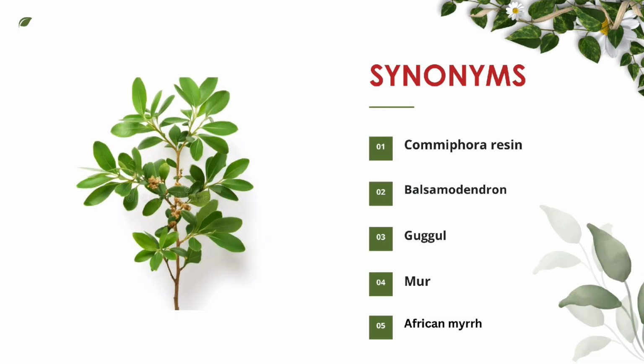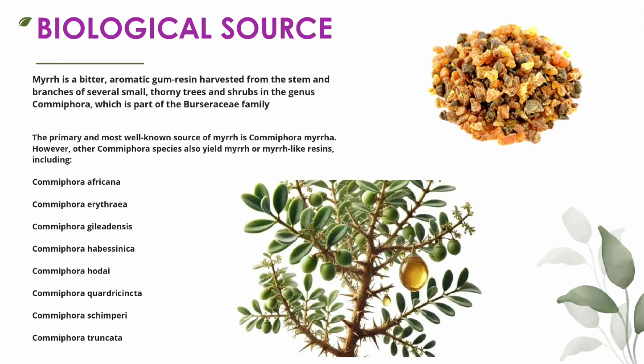Synonyms: Commiphora resin, Balsamodendron, Guggul, Moor, African myrrh. Biological sources: Myrrh is a bitter, aromatic gum resin obtained from the stem and branches of small, thorny trees in the genus Commiphora, which is part of the Burseraceae family. The primary and most widely known species is Commiphora myrrha, although other Commiphora species also produce myrrh or similar resins.